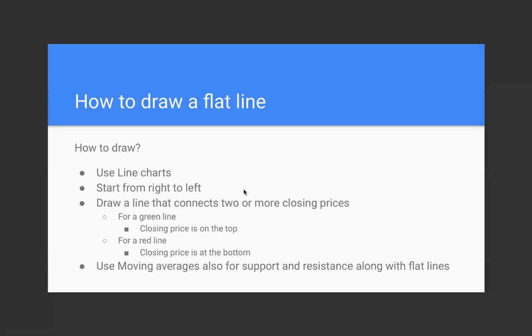So along with this, also use the moving averages. Moving averages are also very powerful. They are also very static compared to Ichimoku, right? They keep changing, but they are very static at a given moment of time. And you can also use them along with these flat lines. Okay.